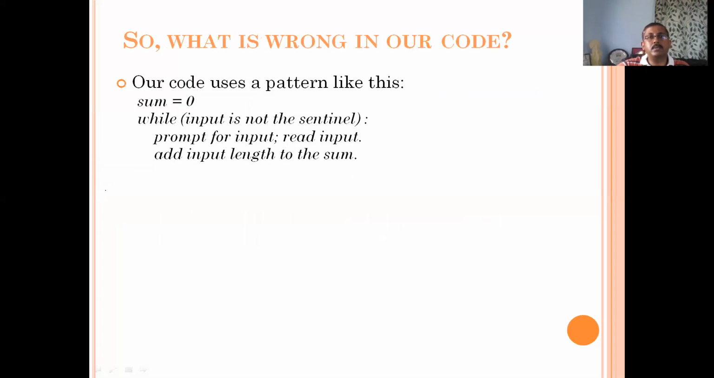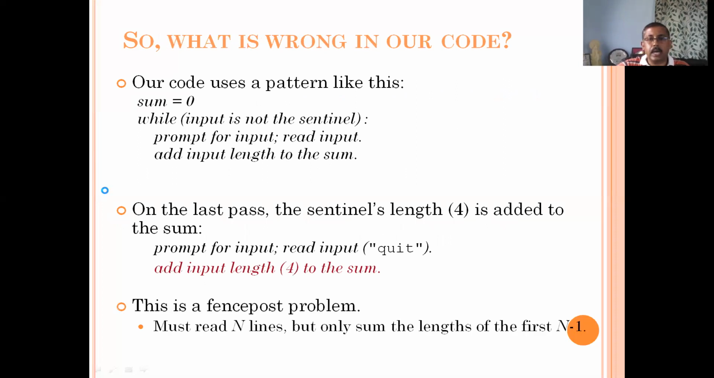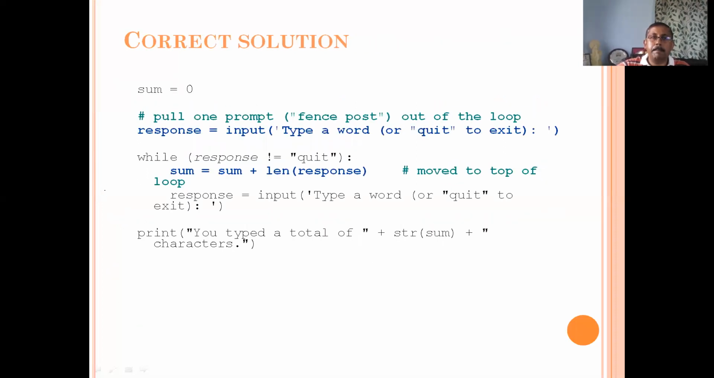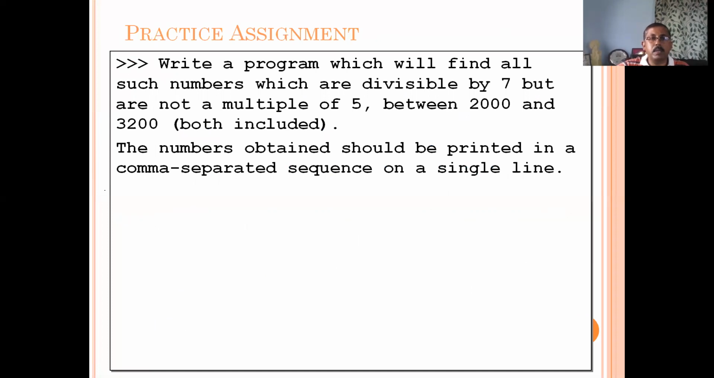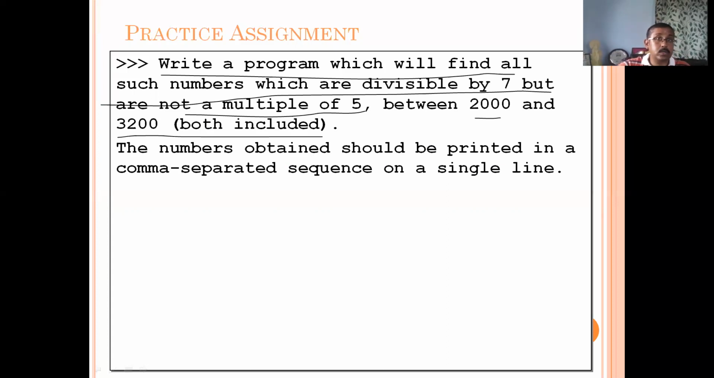There are certain problems we can discuss. One problem is, say for example, I want to write a program which will print all such numbers which are divisible by 7 but not a multiple of 5, and the number ranges between 2000 and 3200, both numbers being included. You should write them as a set of comma separated integers. How can I do that? This is one exercise you can try out yourself.